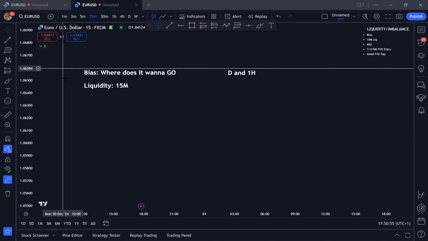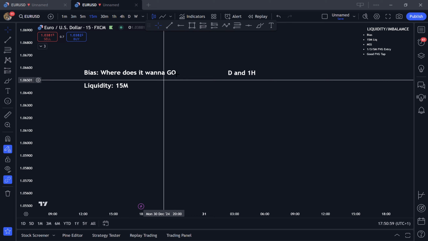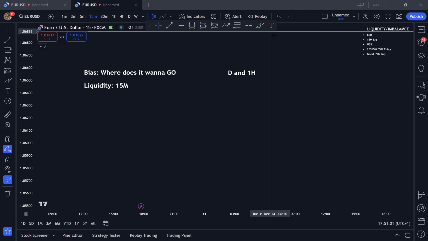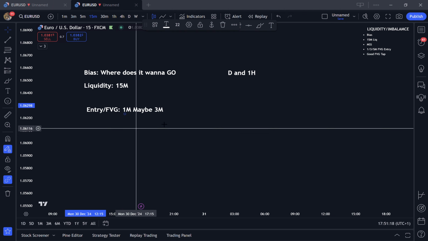Once I have my bias, my direction, and my liquidity, my possible setup, I wait till price comes to my liquidity, and then I look for entry. Basically a fair value gap entry. For that I use the 1 min or maybe the 3 min time frame.